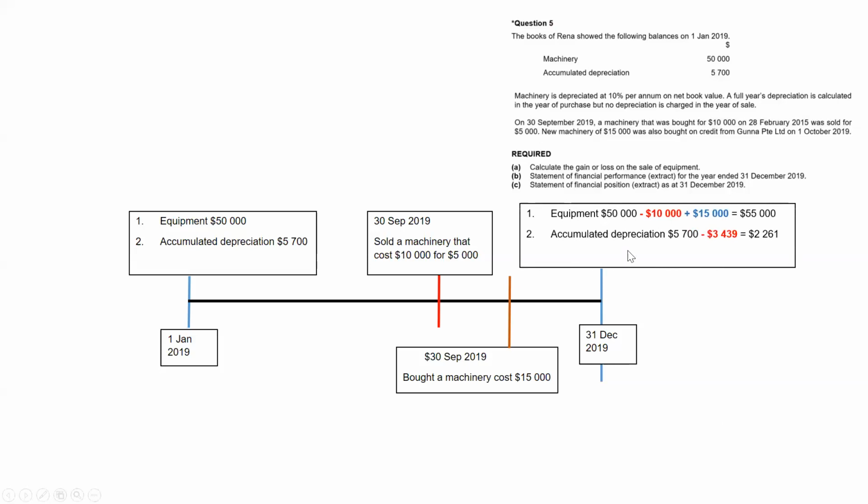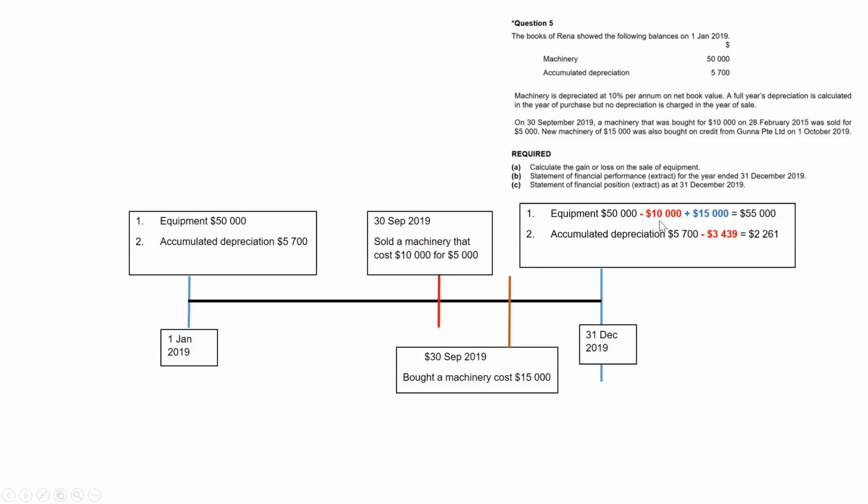So how can we calculate that? We can take the 50,000, the equipment at cost at the beginning. When I sell, I should minus my machine. That's why I'm minus 10 from here. But sometimes students tell me, hey, why not we minus 5? You must take note that this 5,000 is a selling price. When we are recording the equipment value here, it's always at the cost price.